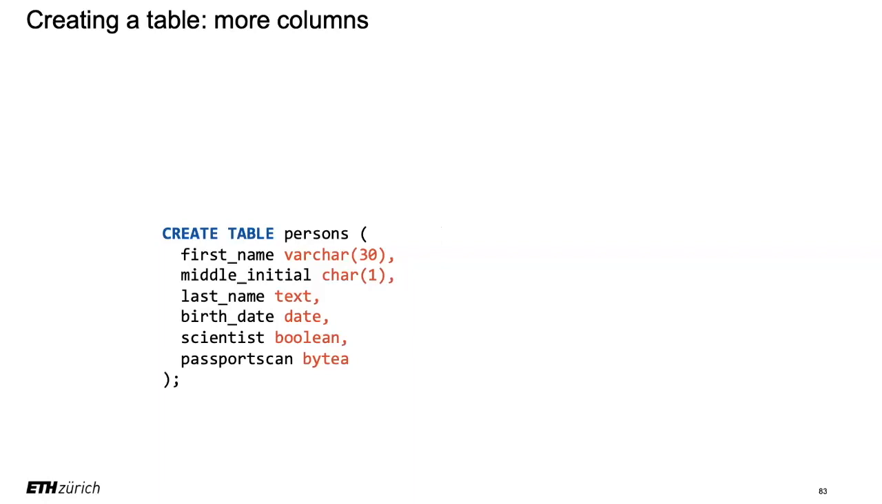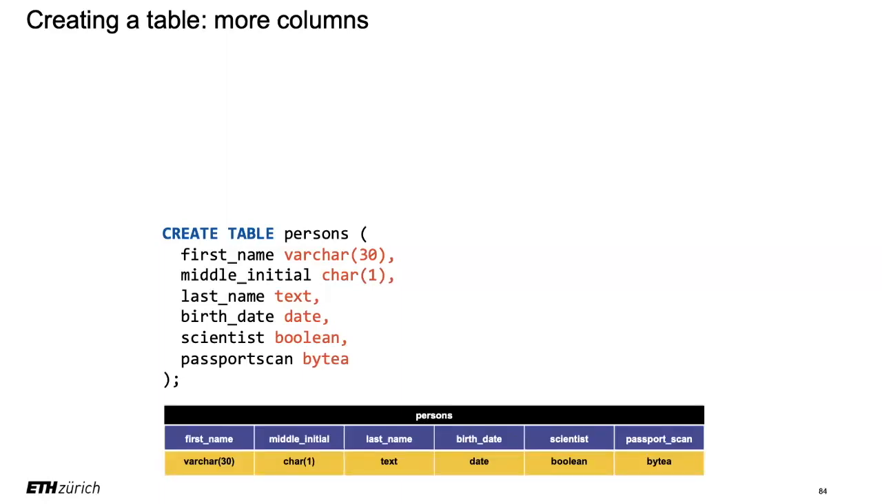Now let's do another one with 6 columns. First name, middle initial, last name, birth date, scientist, passport scan. This is what I get. And I have the types that are also specified here, VARCHAR(30), CHAR(1), and so on. This is what I get. I don't have any data, again, 6 columns.